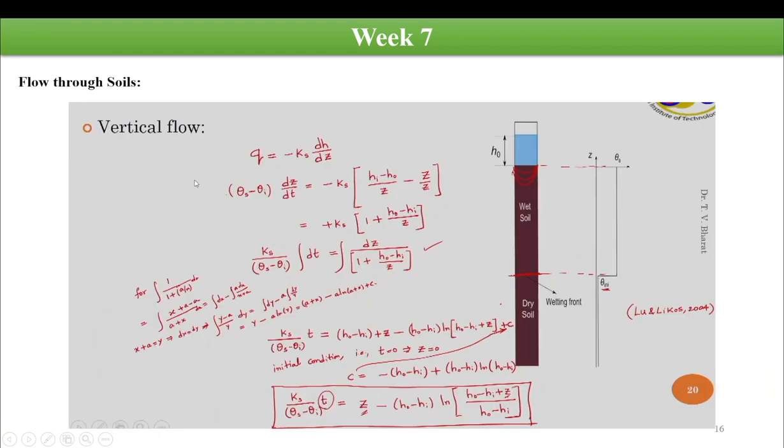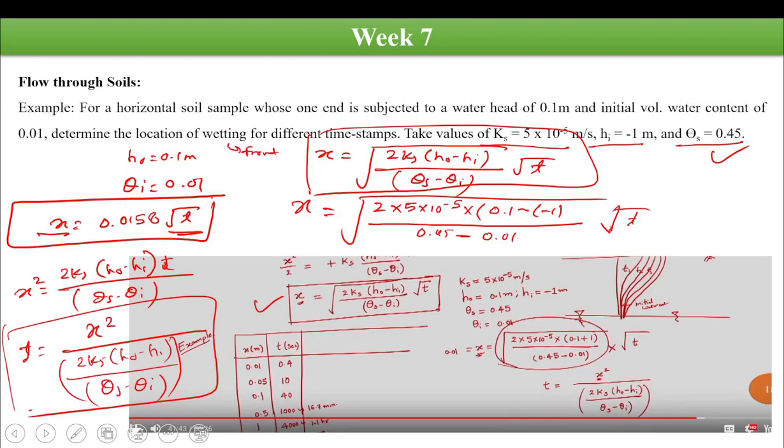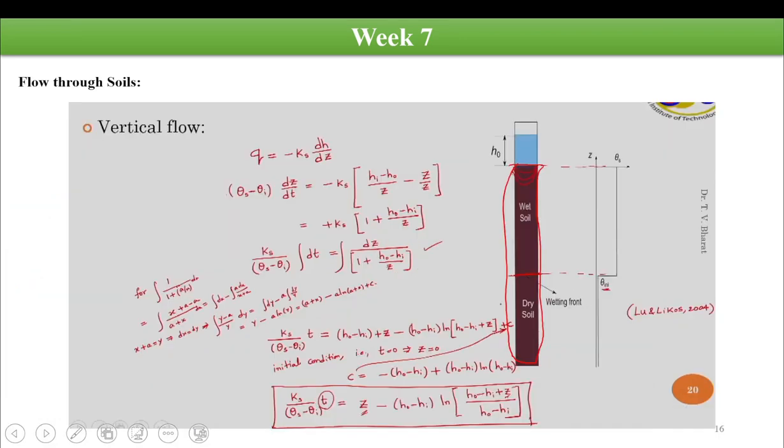Similarly, the expressions have been provided for vertical flow also. So if there's a soil column placed vertically, then in the previous case we've observed that the only head that is contributing towards the flow of a front is the matrix suction head. Okay, but in this case, you'll observe that it's not only the matrix suction head or the head which is maintained here, but also the elevation head which is responsible for this flow movement of the wetting front.